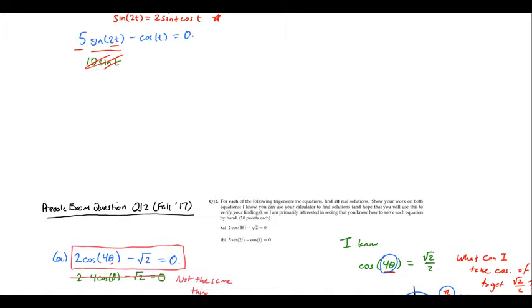Anyway, so the next step is I'm going to replace sine of 2t with 2 sine of t times cosine of t, because that'll get things to where I only have this one argument, just plain t, no 2 t's involved.